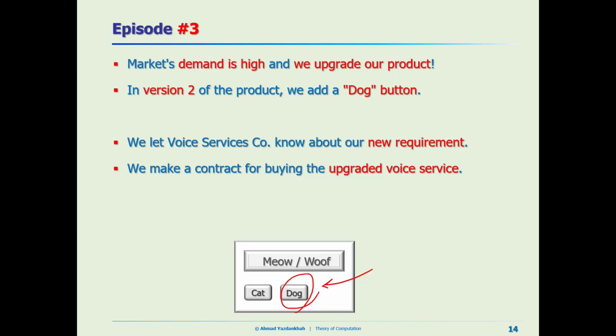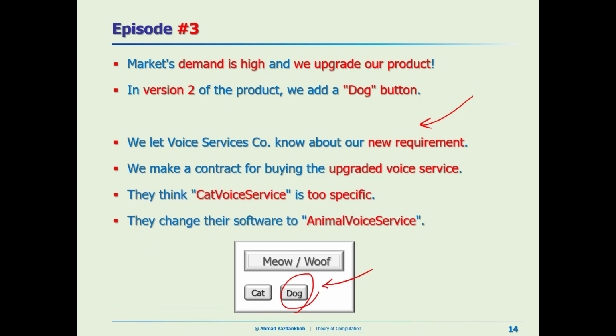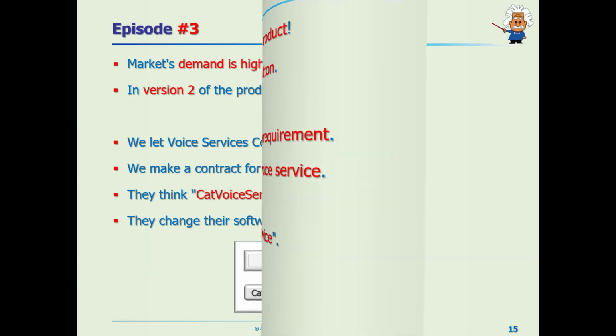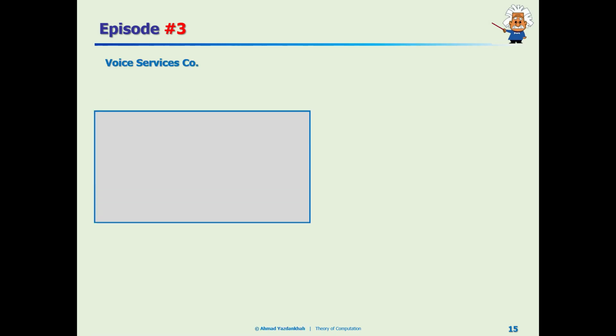And we are going to ask them about our requirements, and they need to upgrade their voice services as well. Maybe they are thinking that the cat voice service, their class name, is too specific to a specific animal. So they are going to change it to animal voice service. That's fine. Let's see how the code is changed.